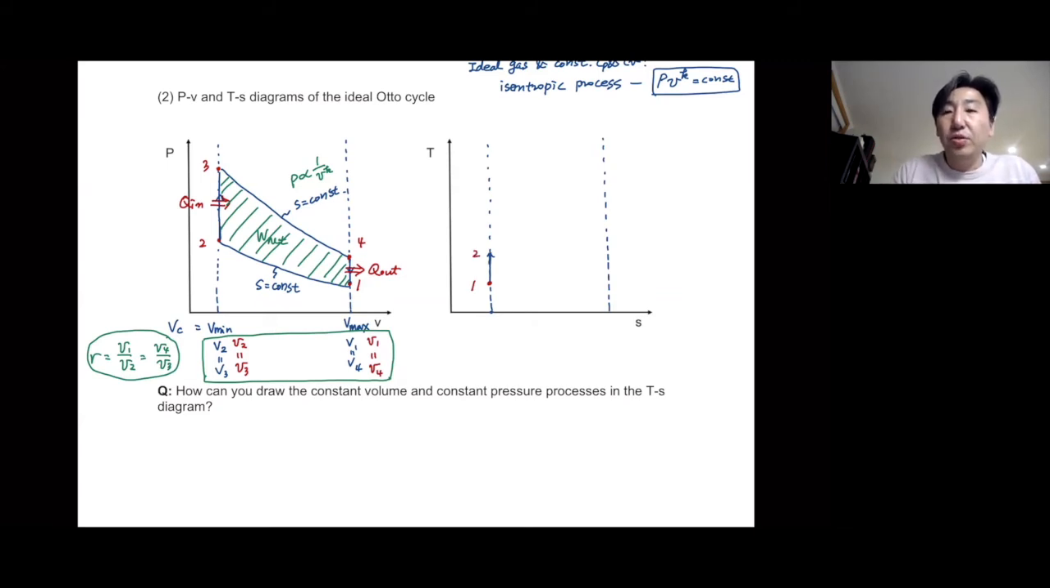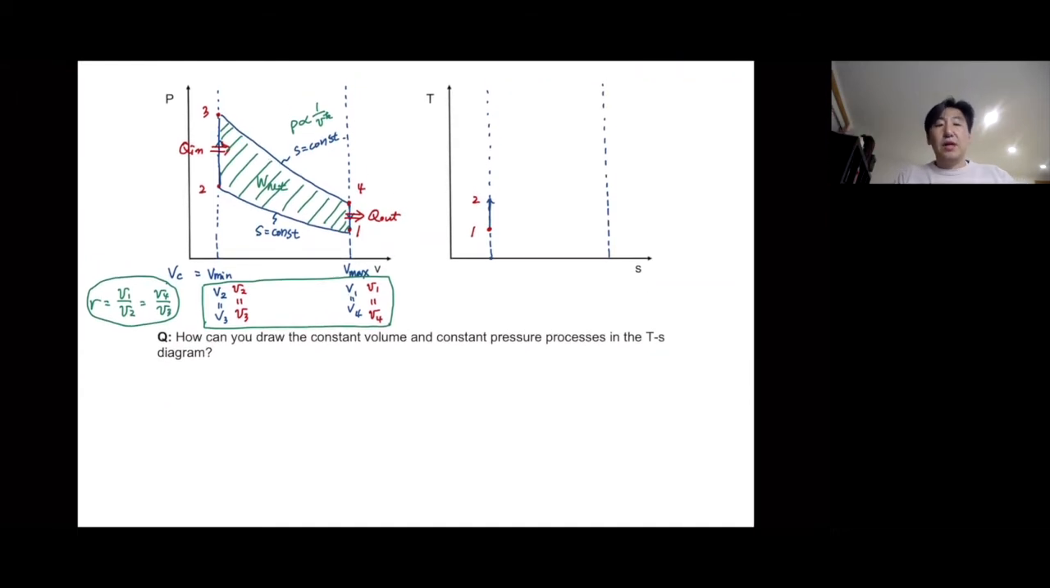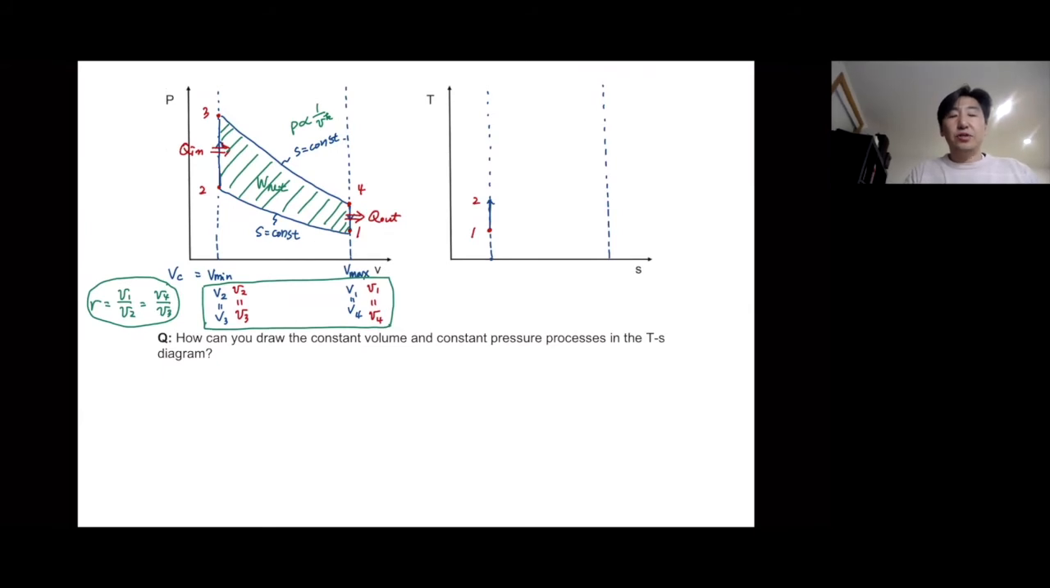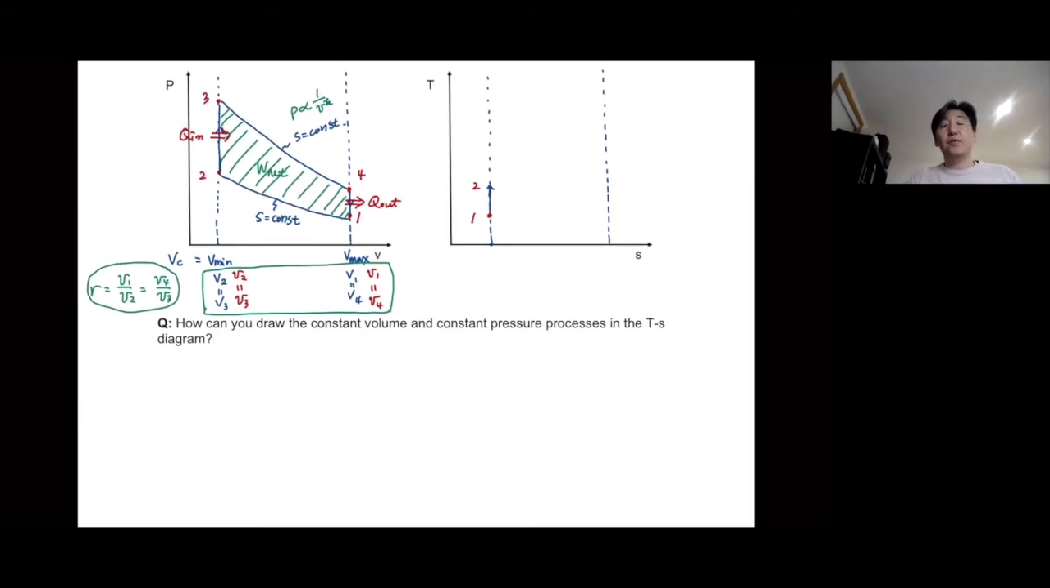So the question now is, how can you draw the constant volume heat addition process in the TS diagram? We haven't discussed this part yet. So let's move on to this question: how can you draw the constant volume and even the constant pressure process in the TS diagram? Now let's think about this part.